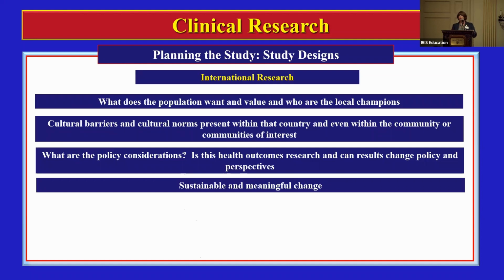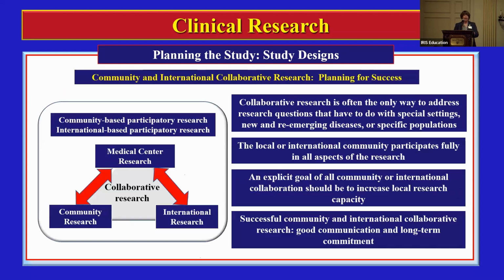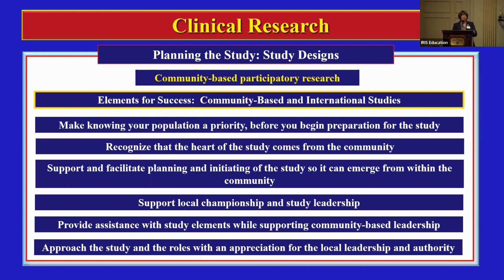So international research, again, just like our local community-based research: what does the population want? What do they value? And then who are the champions that can help us approach research? What are the cultural barriers? What are the cultural norms? And how will we make those changes? And the change needs to be sustainable and meaningful. To plan for success, we've got to make sure that we are picking the right approach, the right design, including the right people, that we can't make the decision for the community. They need to be active participants.